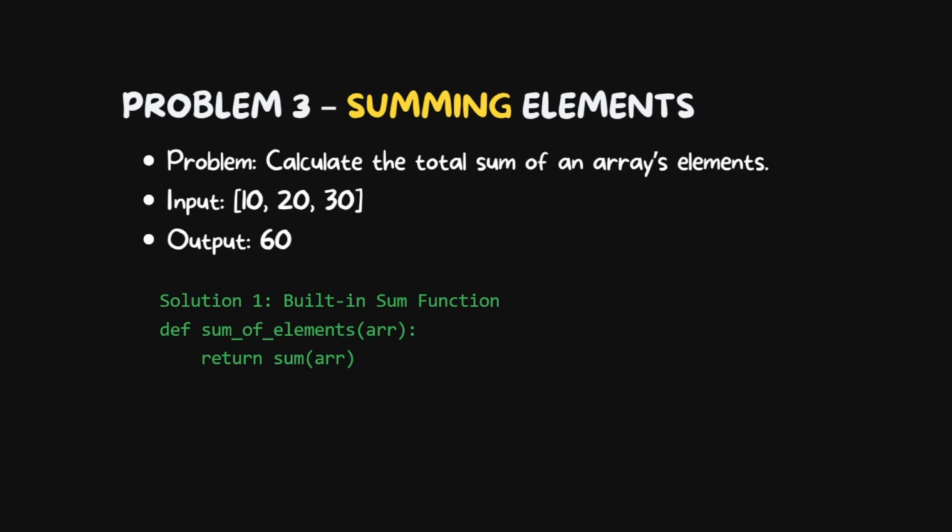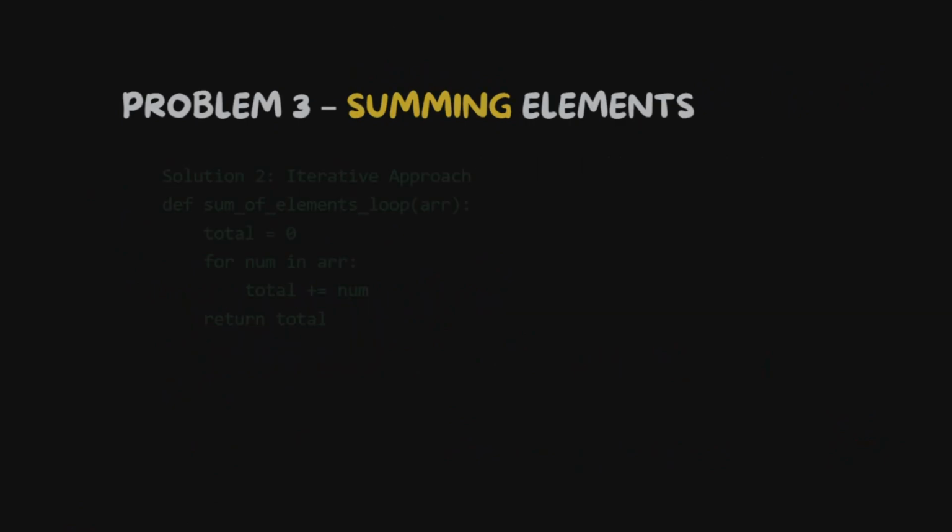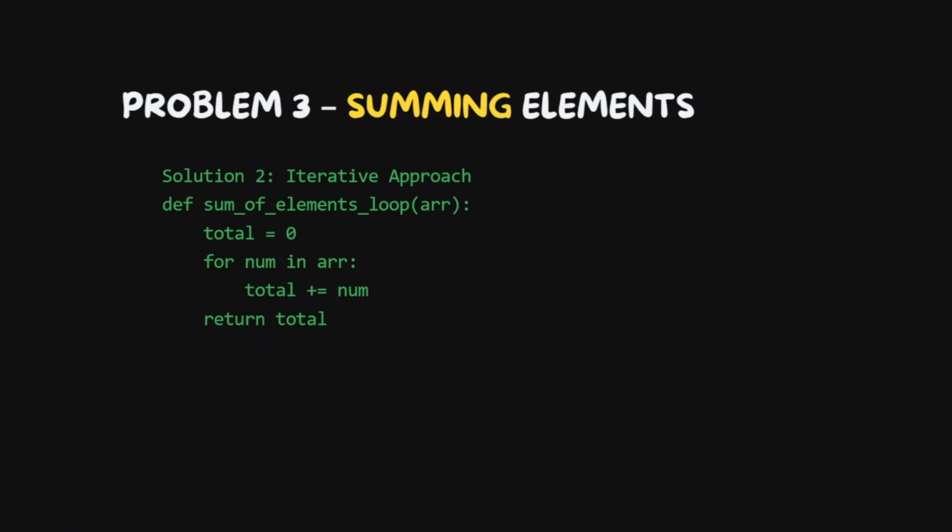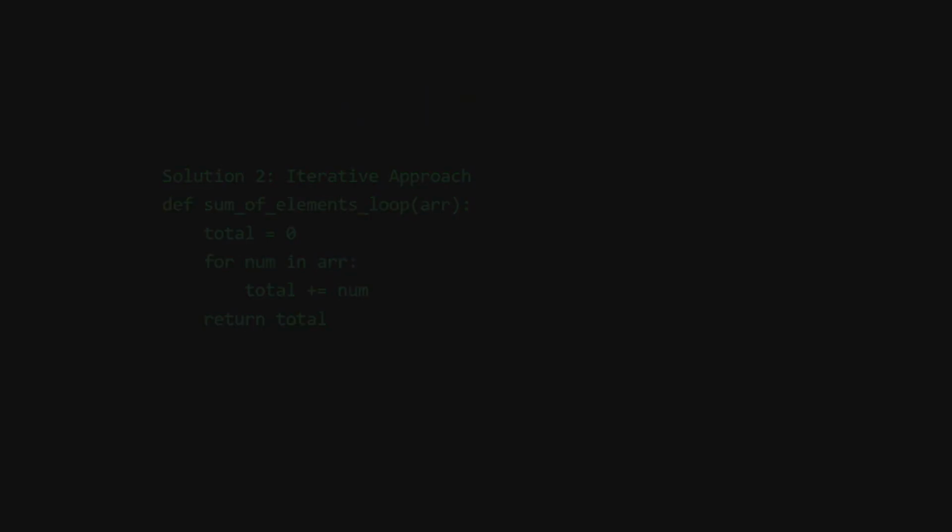The easiest method is to use Python's built-in sum function. This function iterates through the array and returns the total sum of its elements. The second one is the iterative approach. If you would like to implement this manually, you can use a for loop. Here we initialize a variable total to 0 and add each element of the array to it. This approach helps to understand how summing works internally.